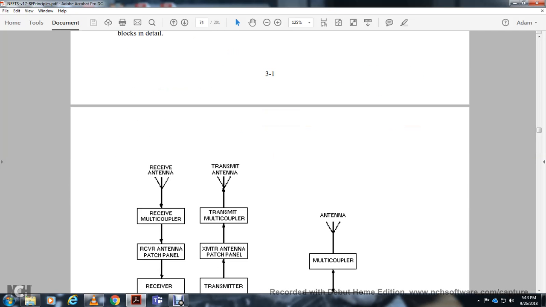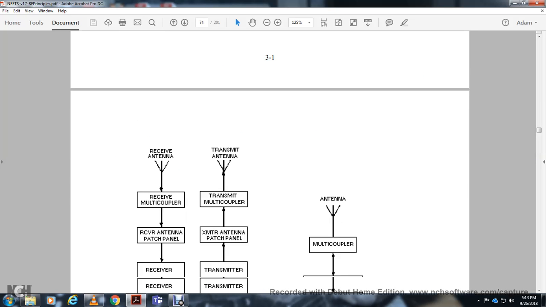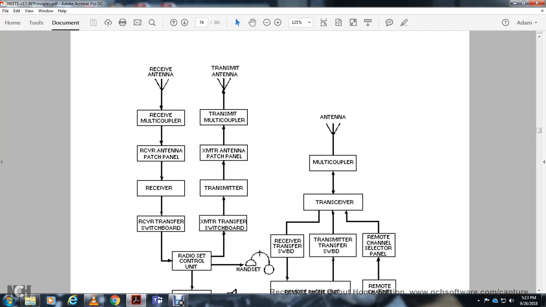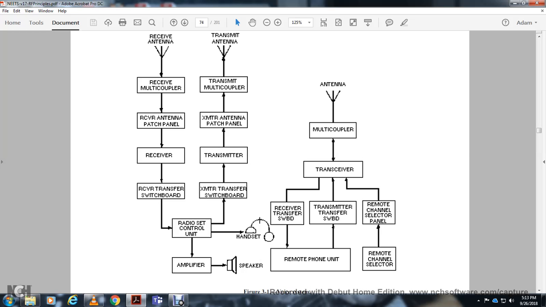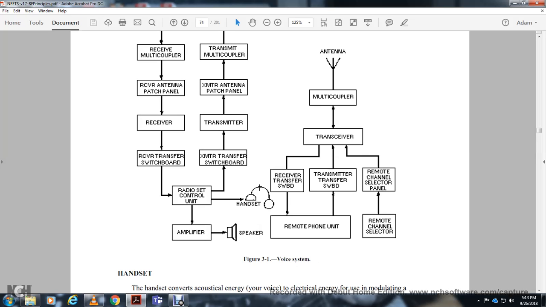Receiver antenna, remote receiver, the multicoupler, the receiver antenna patch panel, the receiver transfer switchboard, the transmit antenna, transmit multicoupler, the transmitter antenna, the transmitter transfer switchboard, radio set control unit, the handset, and also the amplifier speaker, the antenna multicoupler, the receiver transfer switchboard, the transmitter switchboard, remote channel selector panel, the remote phone unit, and remote channel selector.